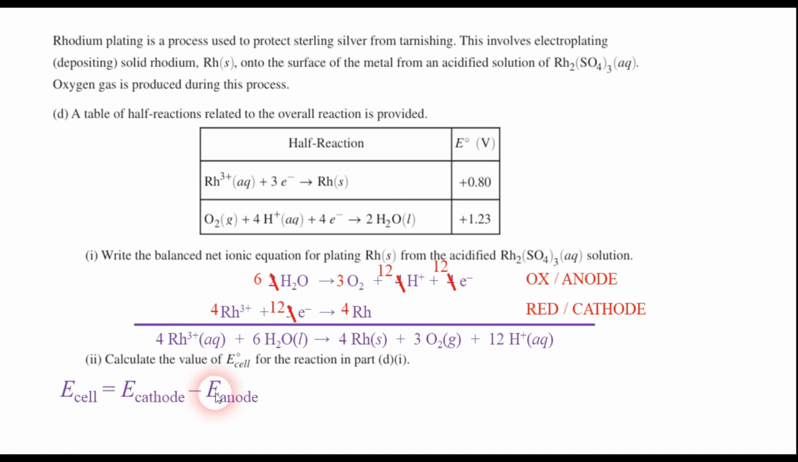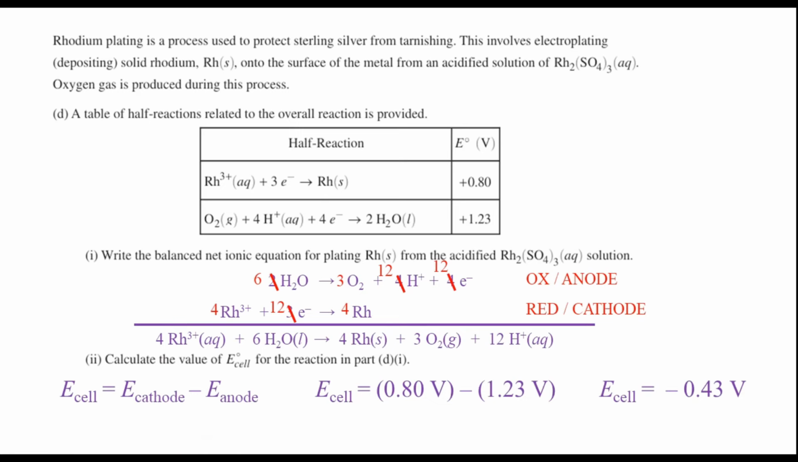And the E of the cathode is given to us, that's the rhodium, so that's the 0.80 that I put in here. And then the anode value is the water and oxygen half reaction, which is 1.23. So that goes in the second position. And so when I subtract this, I find that 0.80 minus 1.23 gives me a total E cell of about negative 0.43 volts.